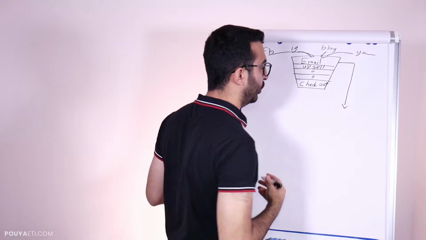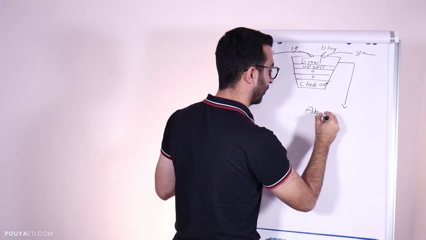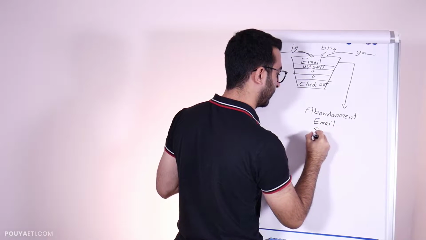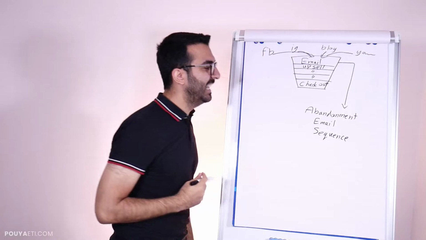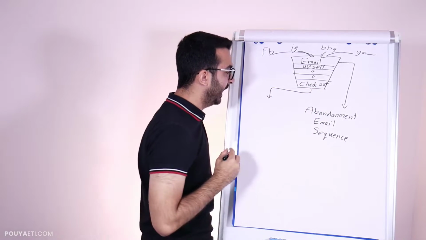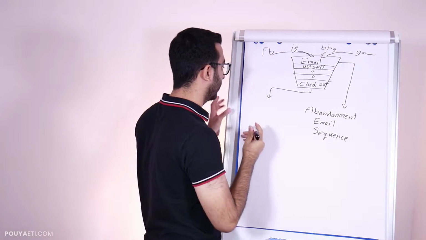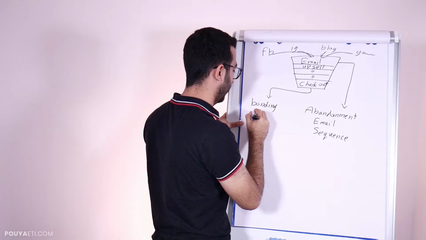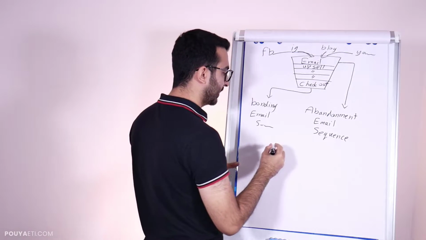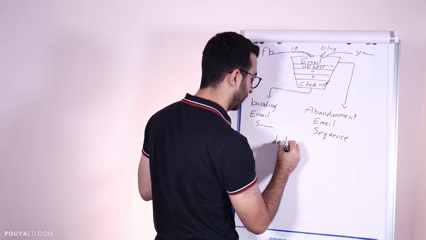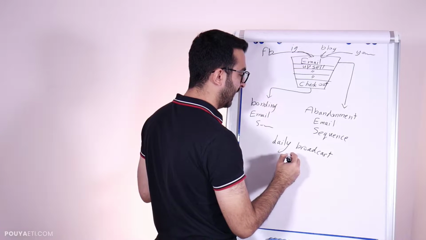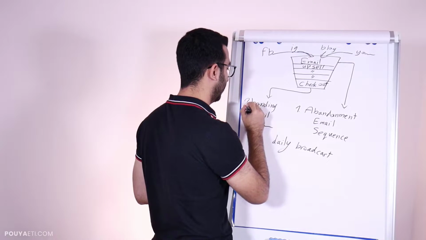These people will go to a list called the abandonment email sequence. We got the email, and they will go here. The people who get to the checkout and pay for the product will go to another list, the bonding email sequence. And we have another thing here, which is called daily broadcast emails, but as I said, this one is not automated. So this is number 1, this is number 2, and this is number 3.